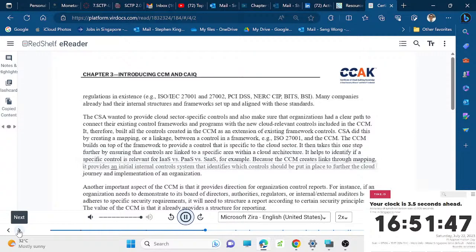Because the CCM creates links through mapping, it provides an initial internal control system that identifies which controls should be put in place to further the cloud journey and implementation of an organization.